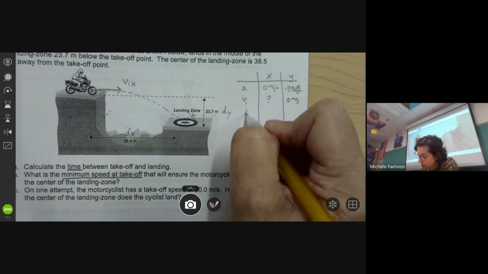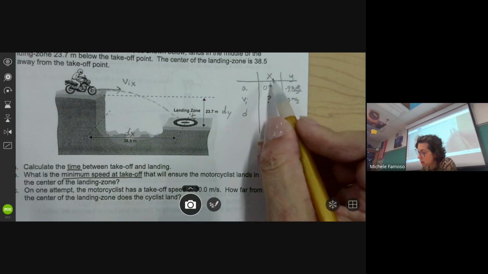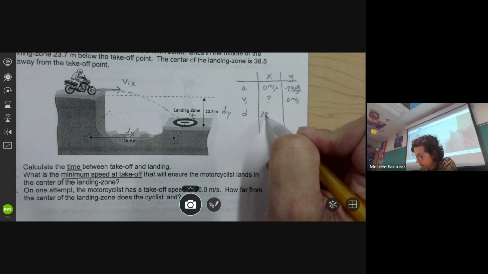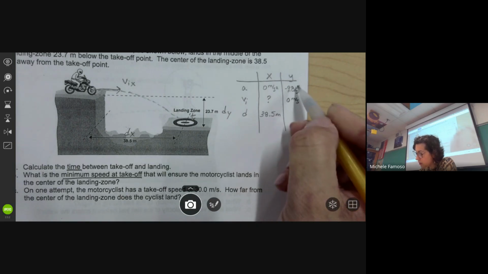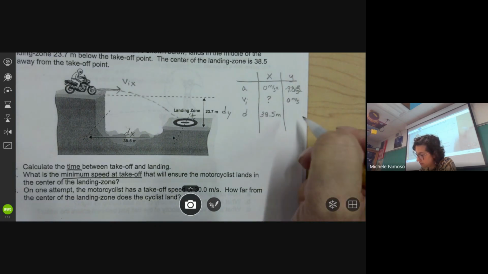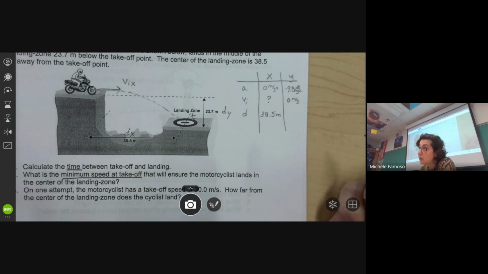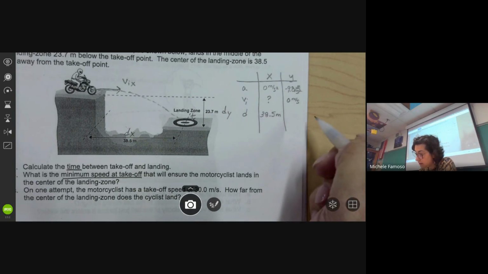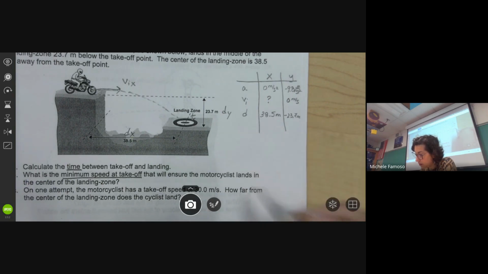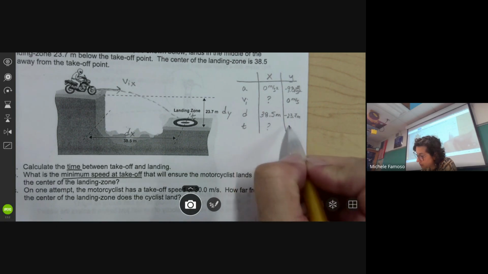The next thing we're going to put is our D values. Ryder, what is my D in the X direction? That's right. And Janicia, what's my displacement in the Y direction? And is it going up or down? So I need to make that negative 23.7 meters. Last row, excuse me, is for the time. And Kiara, do I know the time right now? No. So these are question marks.